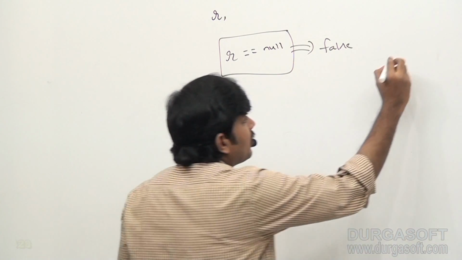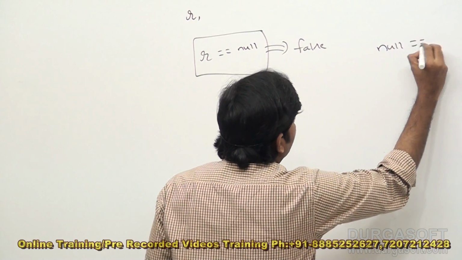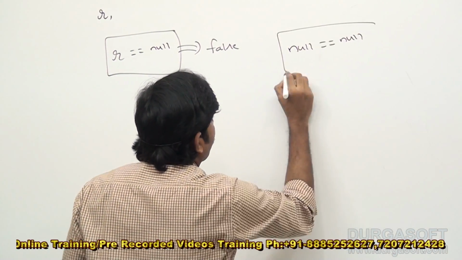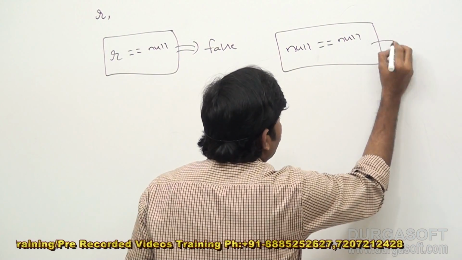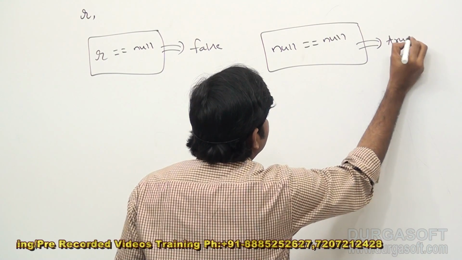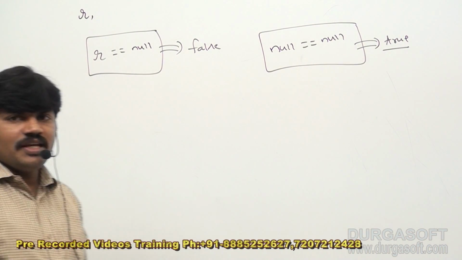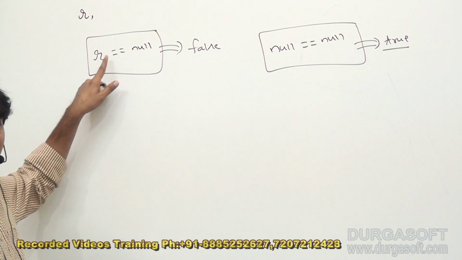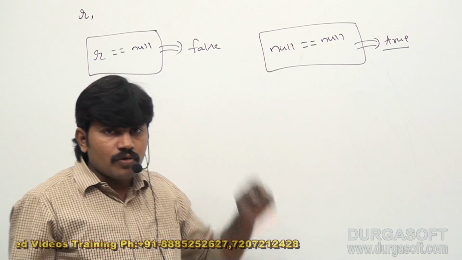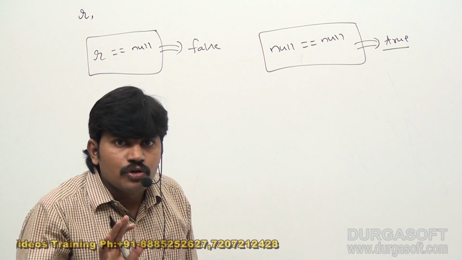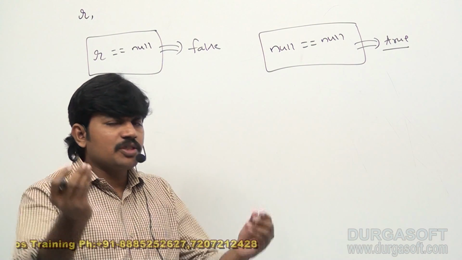But null double equal to null, the result is always true, sir. Are you getting it? For any object reference R, R double equal to null is always false, but null double equal to null, the result is always what? True, sir. Make sure. Sir, can you explain with an example?